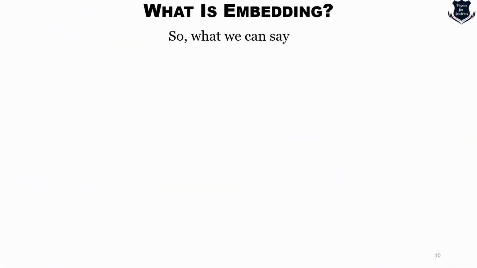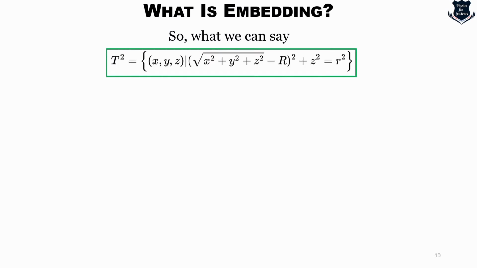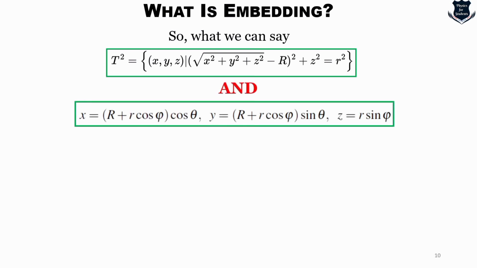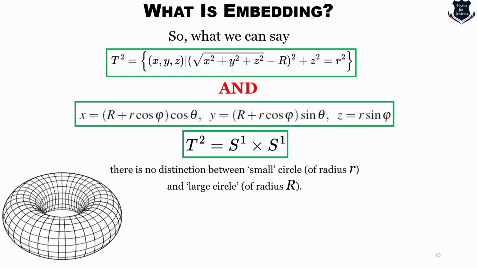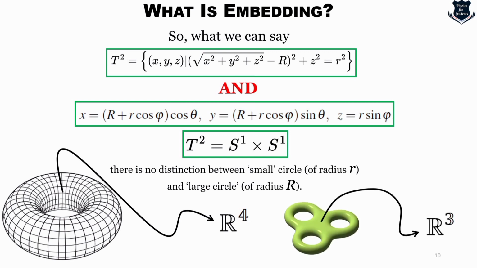So what we can say is that this equation, in contrast to the coming equation, you will see there is no distinction between the small circle of radius small r and the large circle of radius capital R. So because there is no distinction between this and this, the new description suggests that embedding of this T2 into R4 is much, I would say, more beautiful, much better than in R3, and the triple torus also can be embedded into R3.